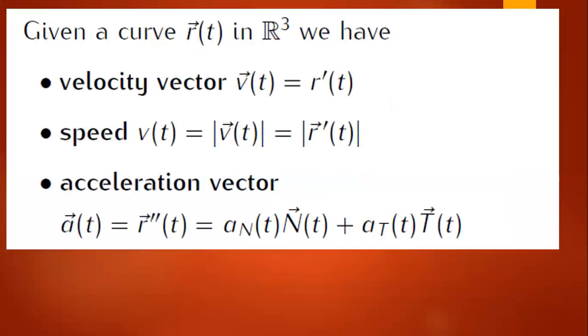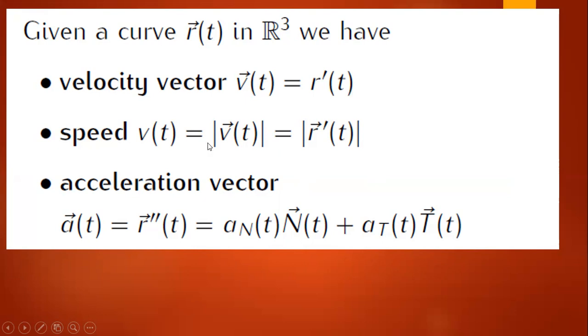Mathematically, given a curve r of t in R cube, that is, in three-dimensional vector space, the velocity vector v of t is equal to r prime of t, the derivative of the position vector with respect to time, or any parameter which we are using. So the velocity vector is v of t equals r prime of t.